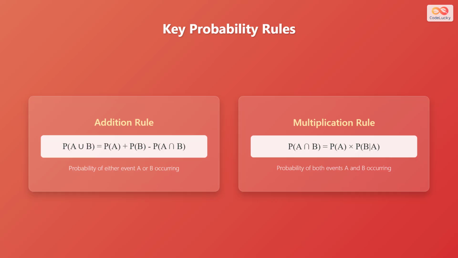Second is the multiplication rule. P(A ∩ B) equals P(A) times P(B | A). This calculates the probability of both events A and B occurring.